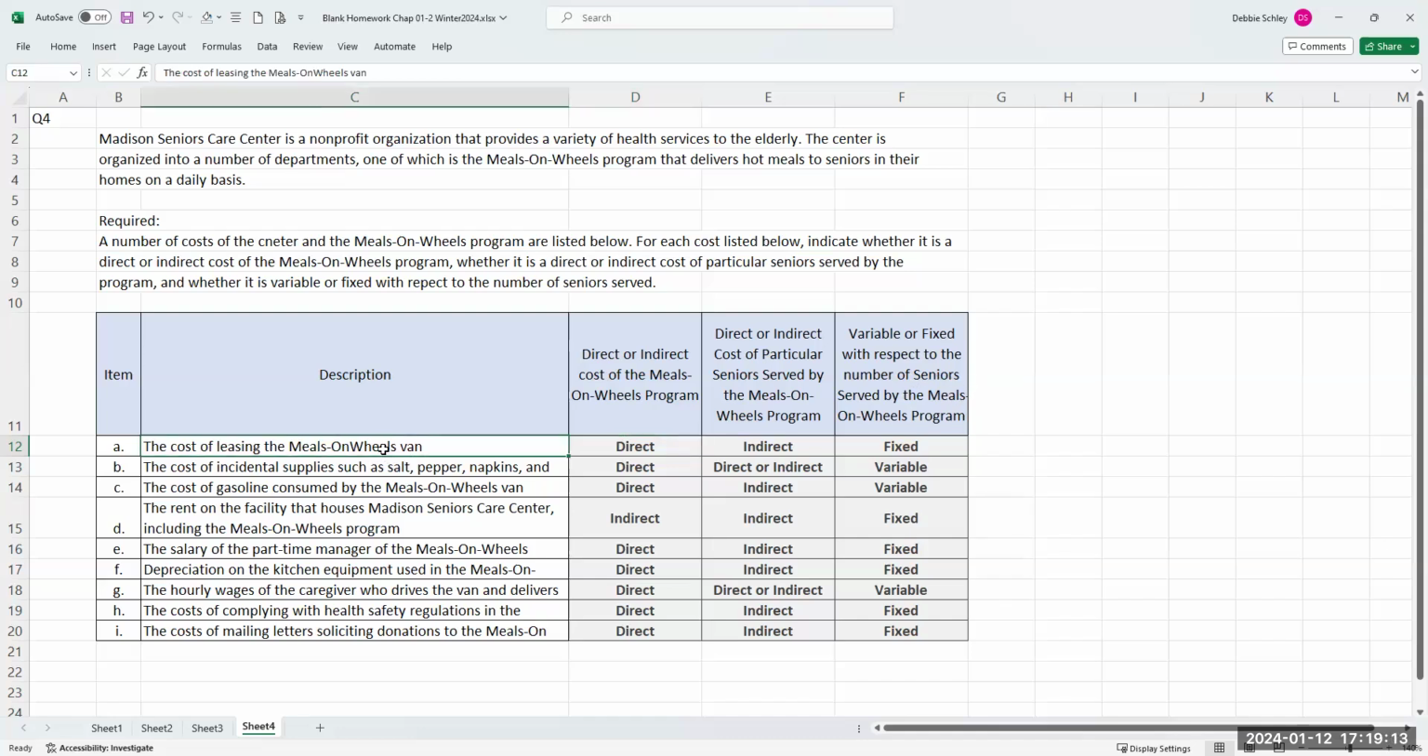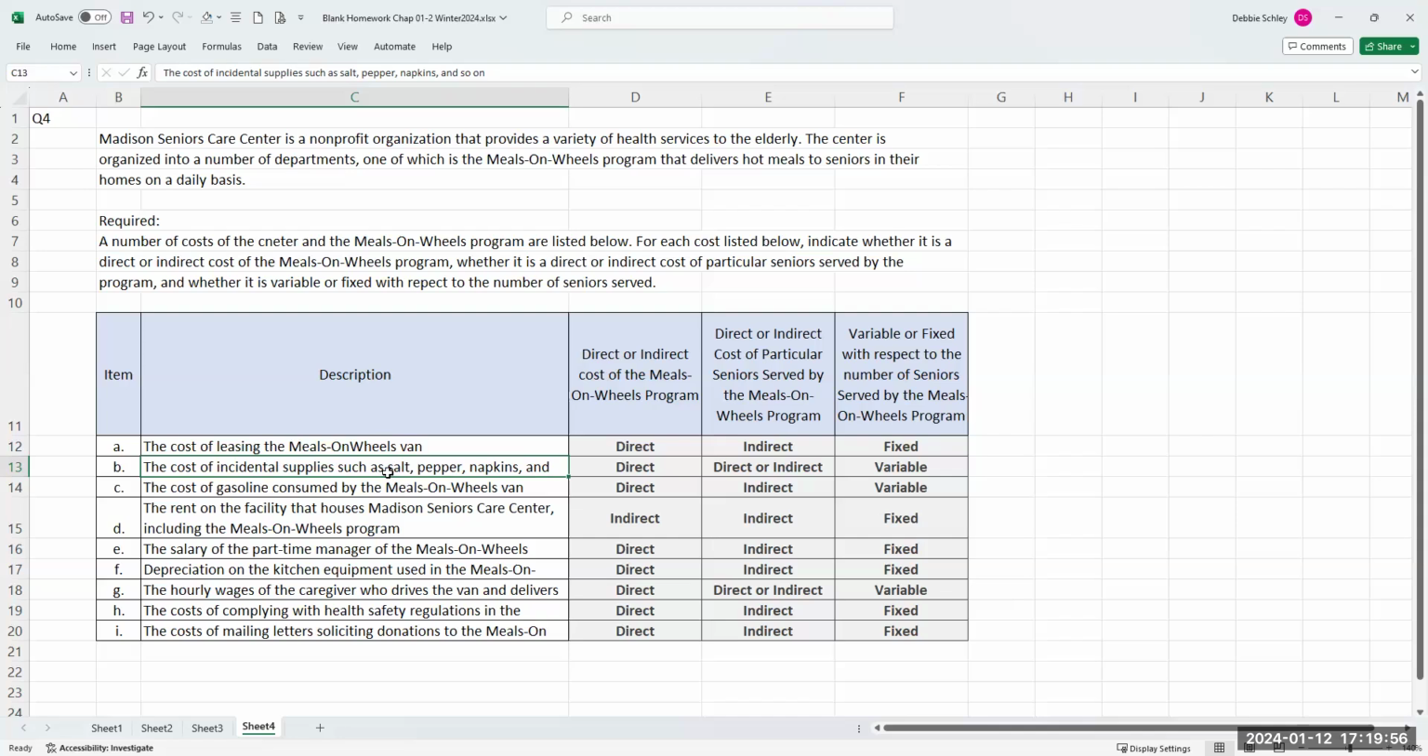So the cost of the lease of the Meals on Wheels van, that is going to be a direct cost for the whole program, but you can't tie any piece of that lease directly back to any one senior who's served by the program. So it is indirect for the seniors individually. And a lease is a fixed cost that doesn't change whether we serve 10 seniors or 100 seniors. That lease is going to stay the same month to month. So that is fixed.